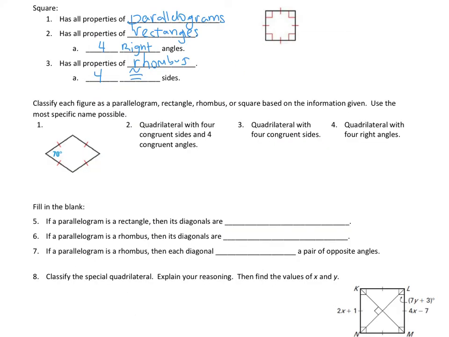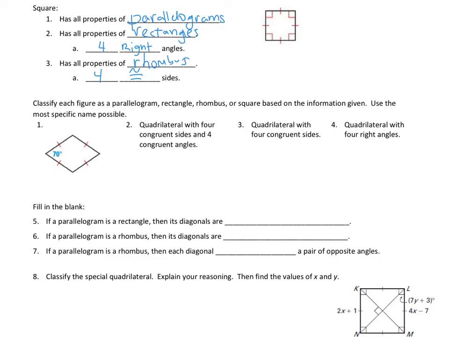This is the type of question you are going to see multiple times throughout our different notes and worksheets, and that is that we need to classify the four-sided figure, or the parallelogram, as a parallelogram, rectangle, rhombus, or a square based on the information that we have in the picture or that is given to us. And we want to use the most specific name possible. So a square is the most specific. A rectangle would not be as specific.